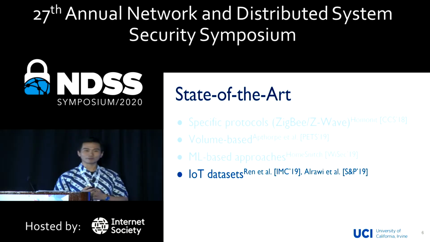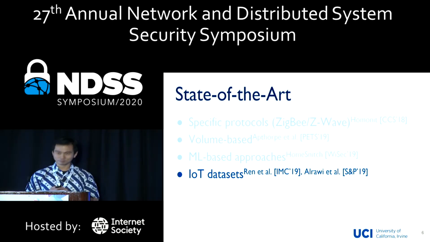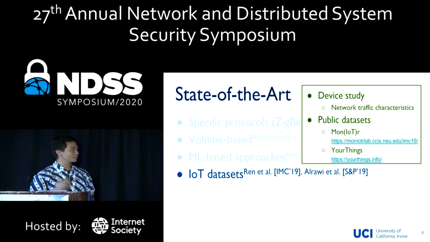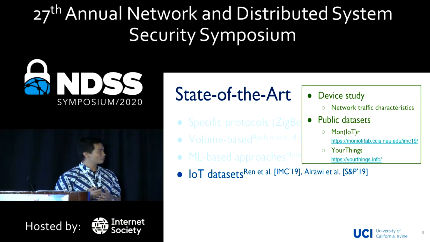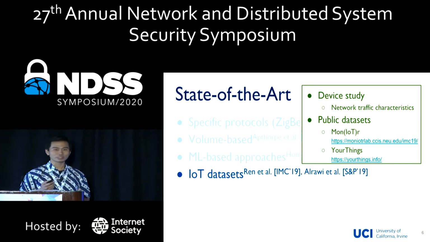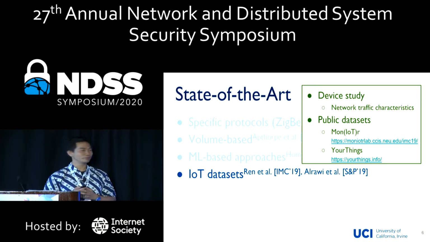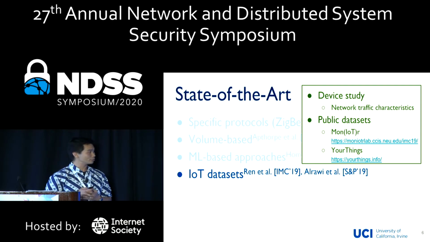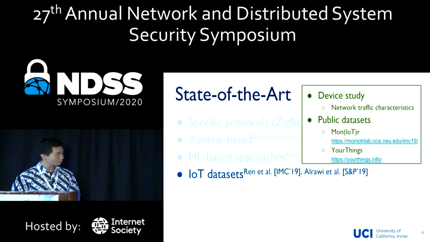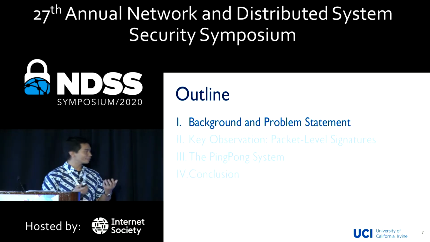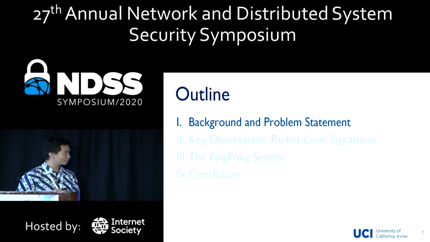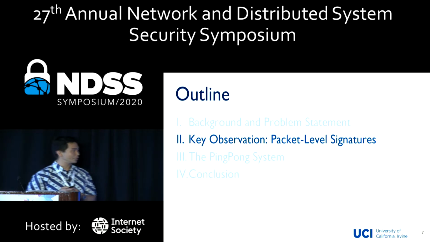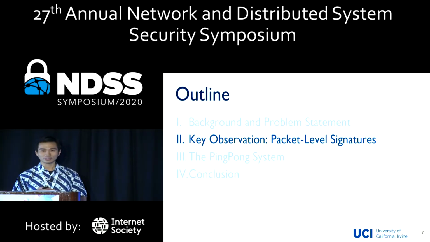Some other researchers have also collected IoT datasets, and they perform wide-scale device studies. They study the network traffic characteristics, such as device protocols and so on and so forth. They released a few public datasets, such as the Mon(IoT)r and YourThings datasets that we use in our evaluation. And so I presented to you the background and the problem statement of this work. Let's switch gears a bit and look into the key observation that we made in our work, packet-level signatures.